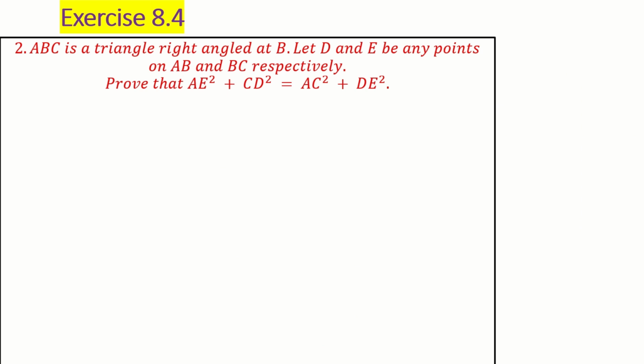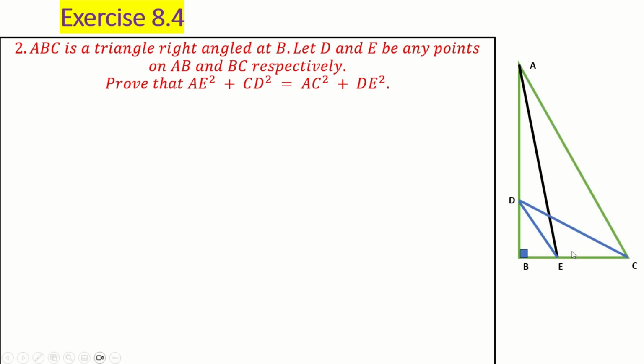ABC is a right angle triangle at B. Let D and E be any points on AB and BC respectively. Prove that AE square plus CD square equals AC square plus DE square. D and E are any points. So we just have to prove that AE square plus CD square equals AC square plus DE square. Two hypotenuses are of the bigger triangle, and the other two are hypotenuses of the smaller right angle triangles. So from there itself we can see it's very easy to prove actually.